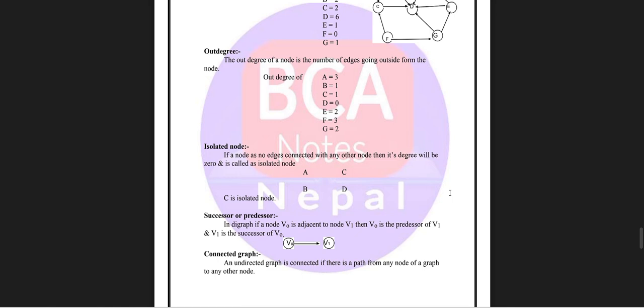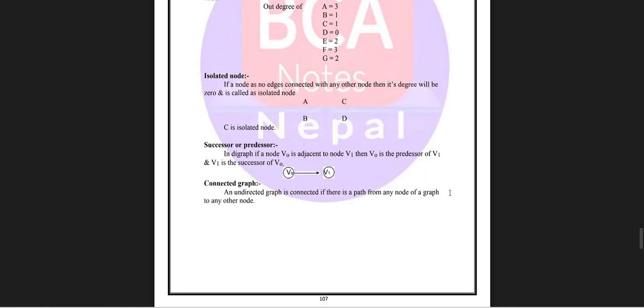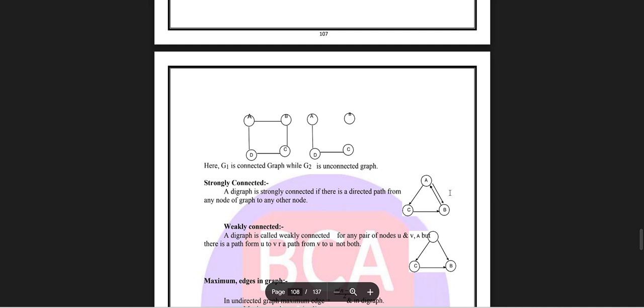Successor and predecessor in the graph: if a node B1 is adjacent to the node B0, then B0 is the predecessor of B1, and B1 is the successor of B0. Connected graph: an undirected graph is connected if there is a path from any node of the graph to any other node.